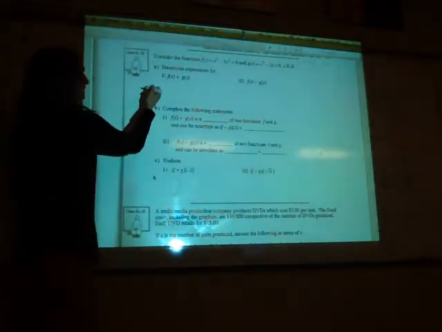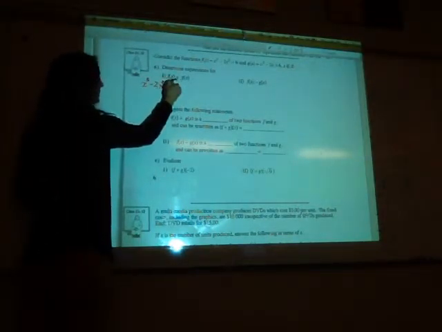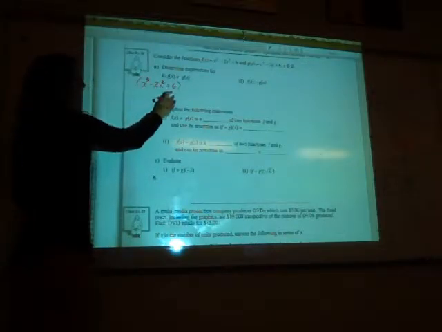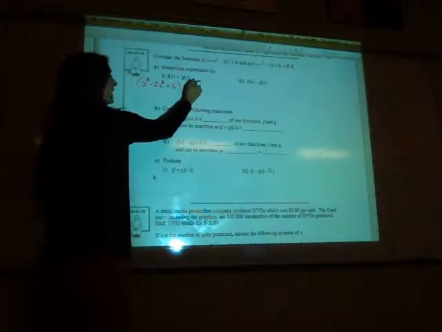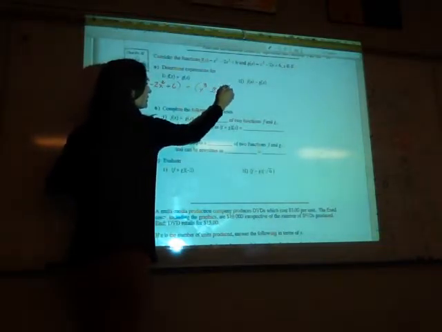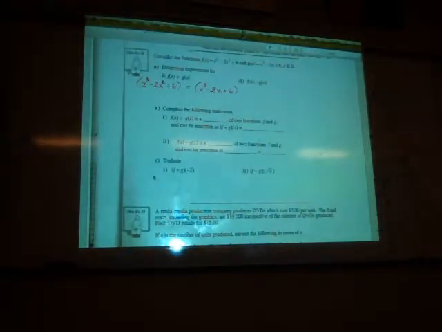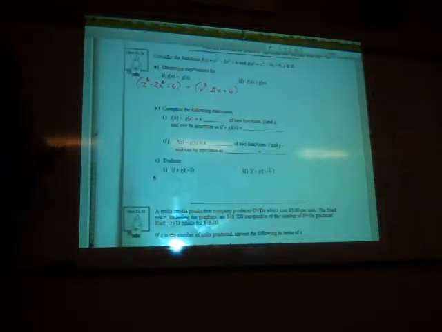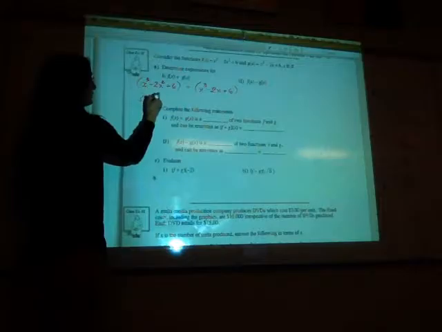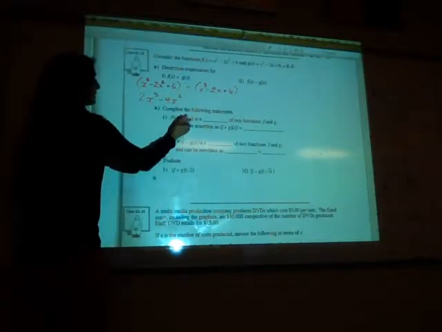Okay, so f of x is given as x cubed minus 2x squared plus 6. I'm going to sub that in instead of f of x. And I'm going to add that with g of x, given as x cubed minus 2x plus 6. Combining like terms, I get 2x cubed minus 4x squared plus 12.